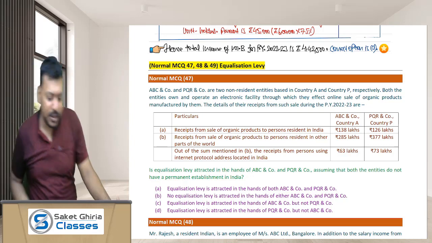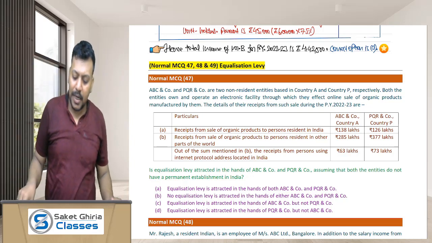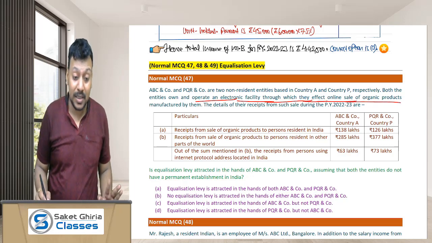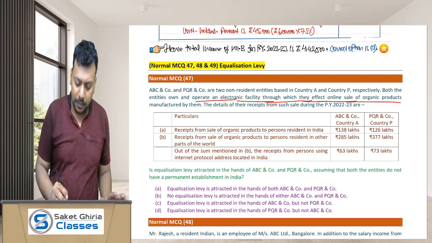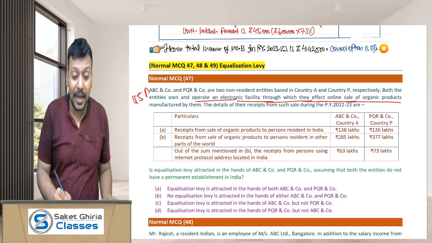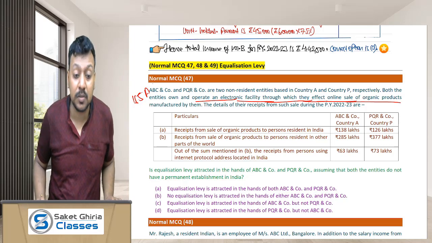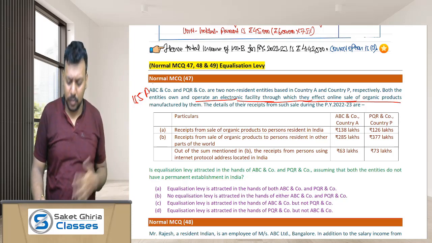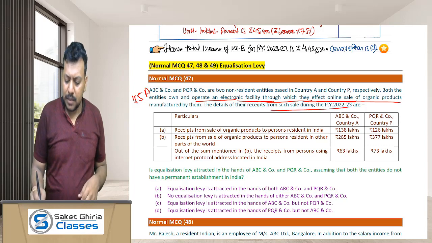Okay. So ABC and company and PQR company are two NR entities. Both entities own and operate an electronic facility through which they effect online sale of organic products. It means equalization levy, if applicable, would be under section 165A, not under section 165, because 165 equalization levy covers only your specified services, not goods. Okay. The details of their receipt are as follows.